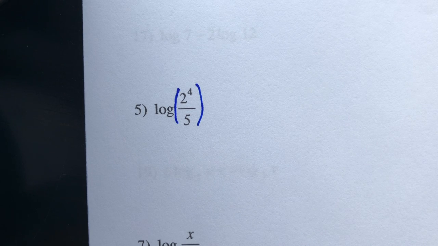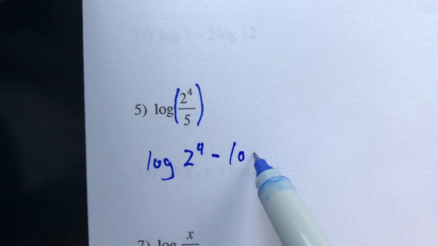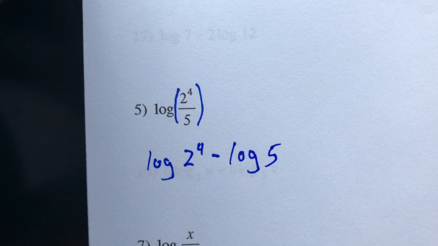And we talked about, remember, quotients are subtraction because that's how exponents work in a fraction, right? You have to subtract the exponents. So what we have is we can rewrite this as log of 2 to the 4th minus log 5 on the bottom. So the log of the top minus the log of the bottom.